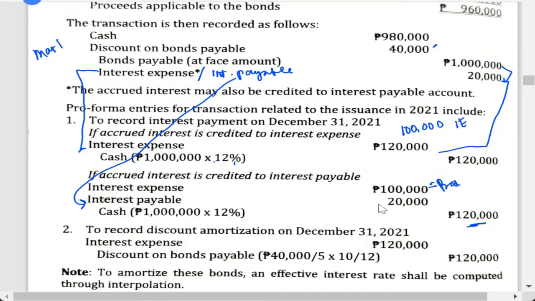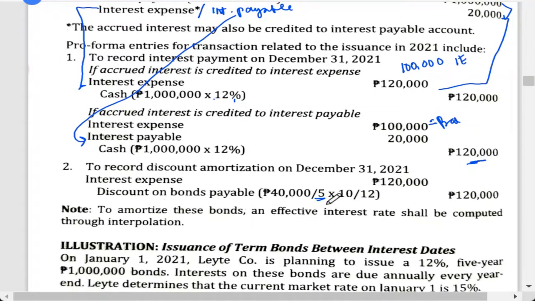To record the amortization, this would be straight line. The 40,000 is divided by 5 years, since the term is 5 years. So 40,000 divided by 5 times 10 over 12. It is 10 over 12 because that's from March 1, when we started borrowing, until December 31.